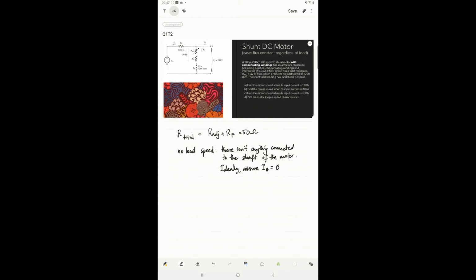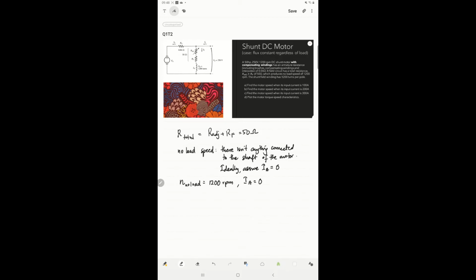So right now we want to know what is the motor speed. In our knowledge right now, the only speed that we know is the speed at no load, which is 1200 RPM. So at no load, we have a few variables that we know, which is armature current equals 0.